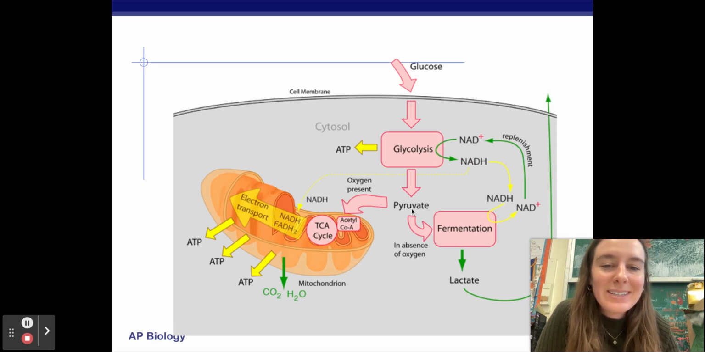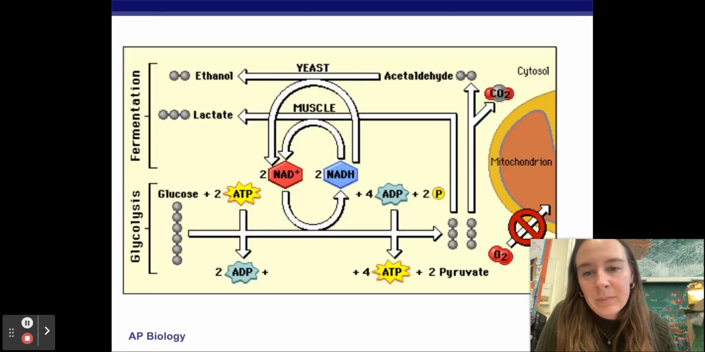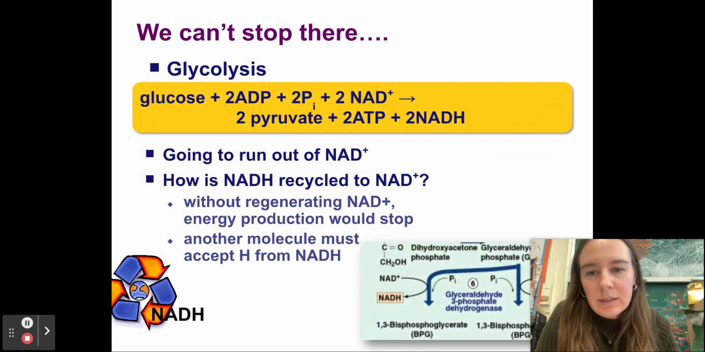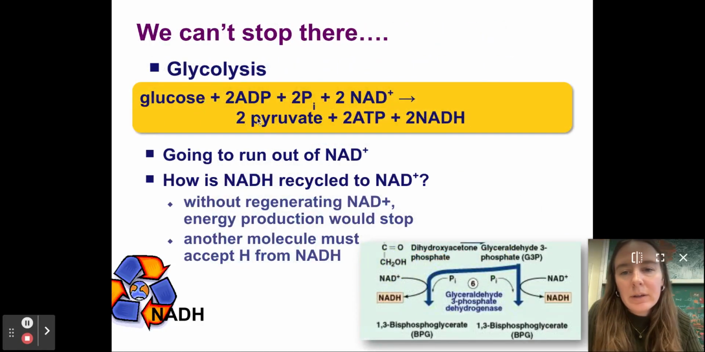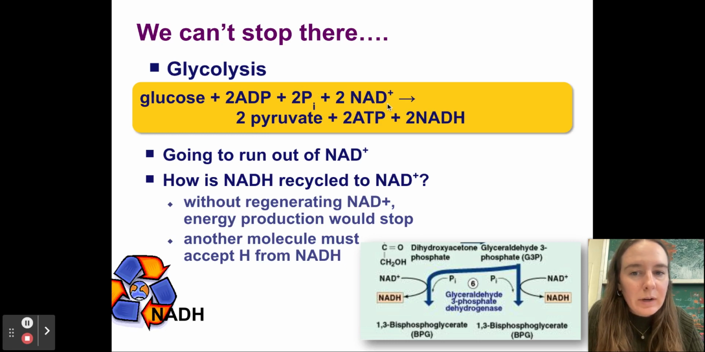This molecule isn't done. It's got more hydrogens, it's got more carbons, it hasn't been fully broken down, it hasn't been fully oxidized yet. All right, so let's summarize this. Glycolysis, we take a glucose molecule and we invest some ADP and some inorganic phosphate, and we also invest some NAD+, right? And that glucose is going to be chopped up into 2 pyruvate, and overall we're going to be creating 2 ATP, and this is so important, 2 NADH molecules, okay?